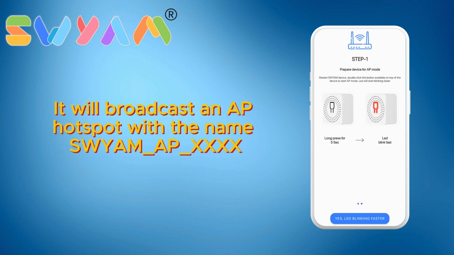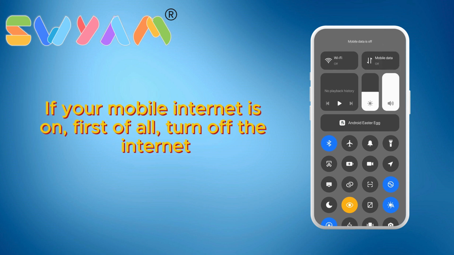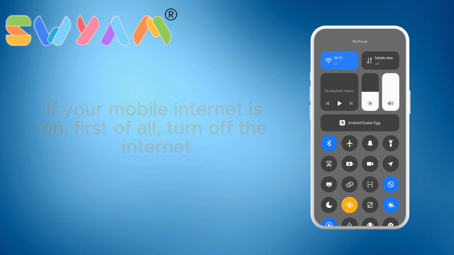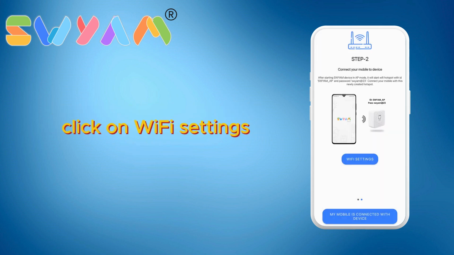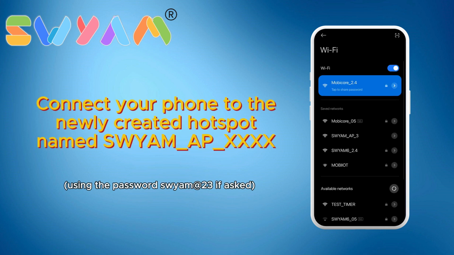It will broadcast an AP hotspot with the name SWYAM_AP. If your mobile internet is on, first of all, turn off the internet. Click on Wi-Fi settings. Connect your phone to the newly created hotspot named SWYAM_AP using the password SWYAM@23 if asked.